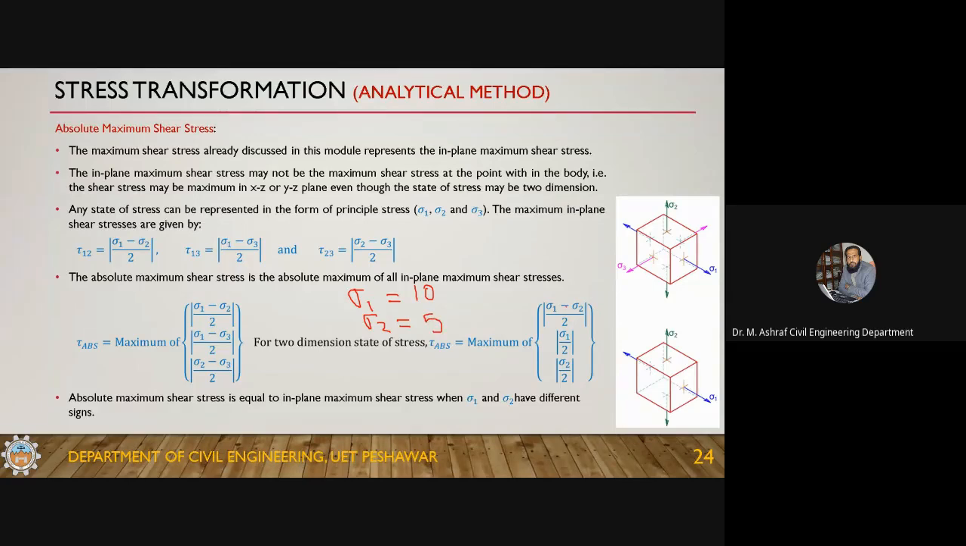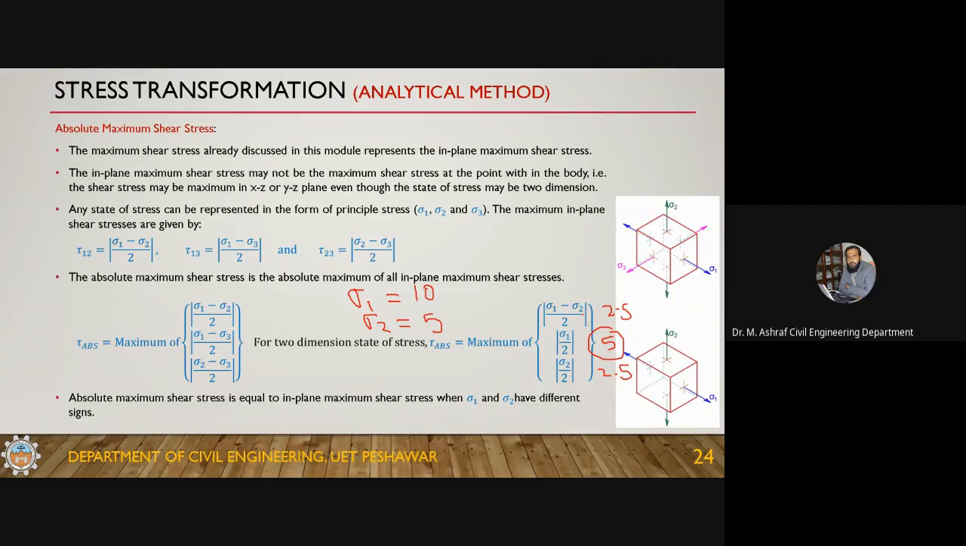So it will result in 10 minus 5 divided by 2 equals 2.5. This will result in 5 and this will result in 2.5. So now the out of plane, these two are the out of plane shear stresses. Okay, so now the in plane shear stress is not giving you the maximum shear, the out of plane is giving you the maximum shear. So if they have different sign, then the in plane will be the absolute maximum, but if they have the same sign, then the out of plane will give you the maximum stress.